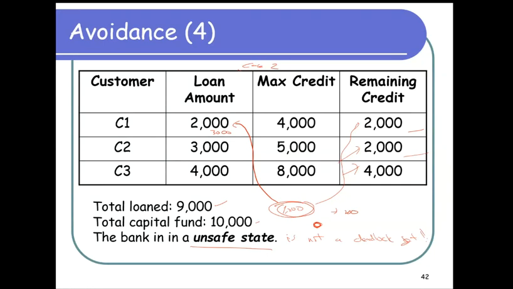So as long as the bank's capital is less than the maximum amount available for an individual loan, it cannot guarantee that it will be able to fill every loan request, right? So this is the banker's algorithm, a famous algorithm for managing your resources, the banker's algorithm.